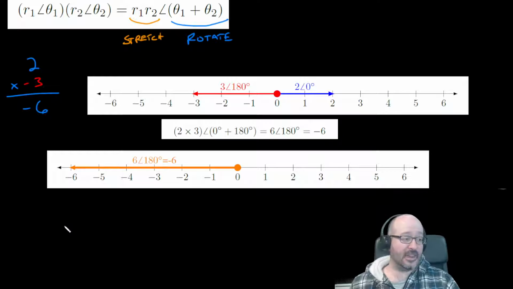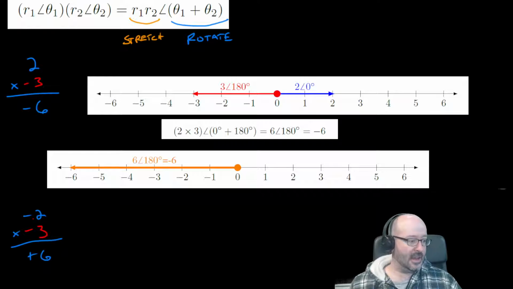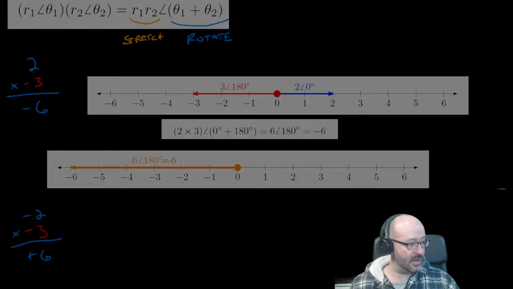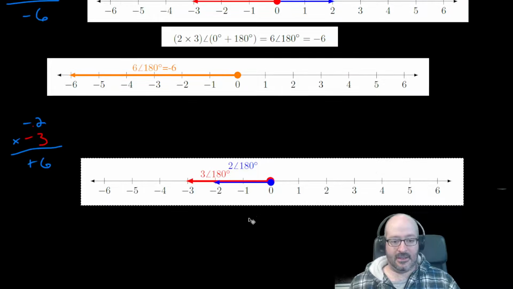Okay, we can do the same thing if we have -2 and -3. So negative times a negative is going to be a positive, right? So that's going to be +6. And here's how I want you to think of that one. Not as -2 and -3. I want you to think of it as 2 at an angle of 180 and 3 at an angle of 180. Okay, so now let's use that more general form.